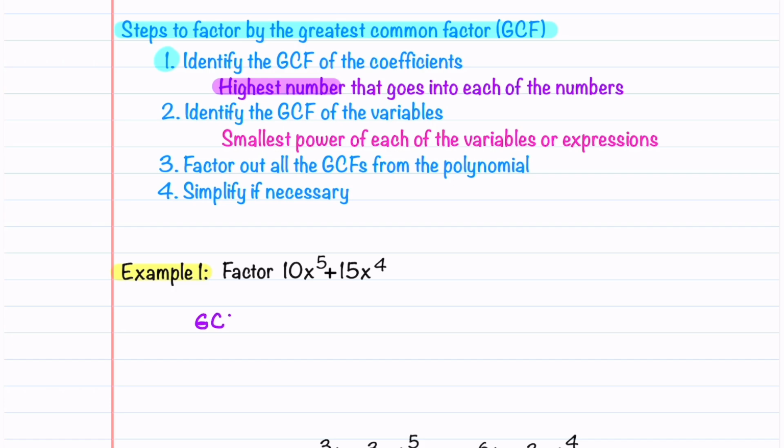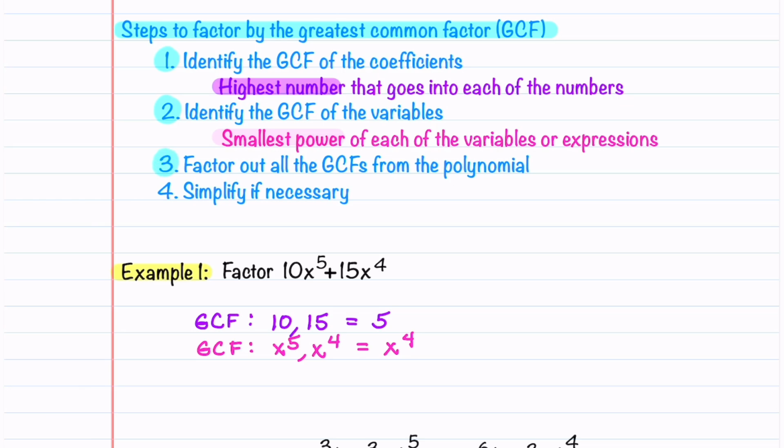The greatest common factor of 10 and 15 is going to be 5 because that's the highest number that goes into both 10 and 15. The second step is to identify the greatest common factor of the variables. This is the smallest power of each of the variables or expressions. The greatest common factor of x to the 5th and x to the 4th is x to the 4th, because that's the smallest power of x common to both of these terms.